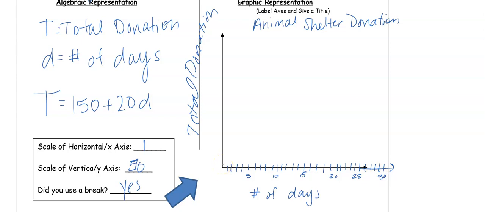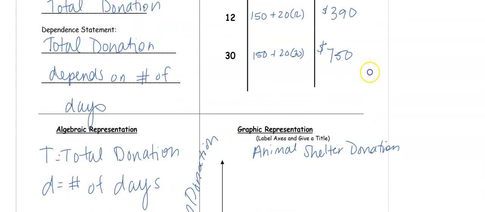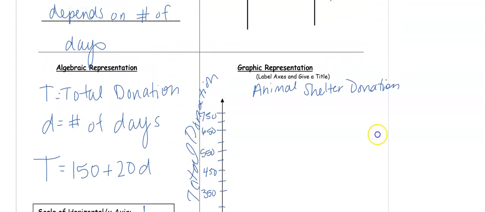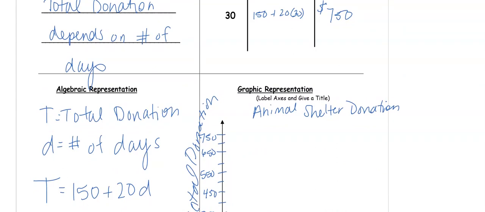Okay. So with my break, this is still 0. I'm going to draw a break here, and then I'm going to start. My lowest is 290, so I'm going to start at 250. Okay, if you do not show this break, you would have to now go up by 250. Okay, that would be 300. This is 350, 400, 450, 500, 550, 600, 650, 750. And we said we had to get up to 750, so we're going to stop there.